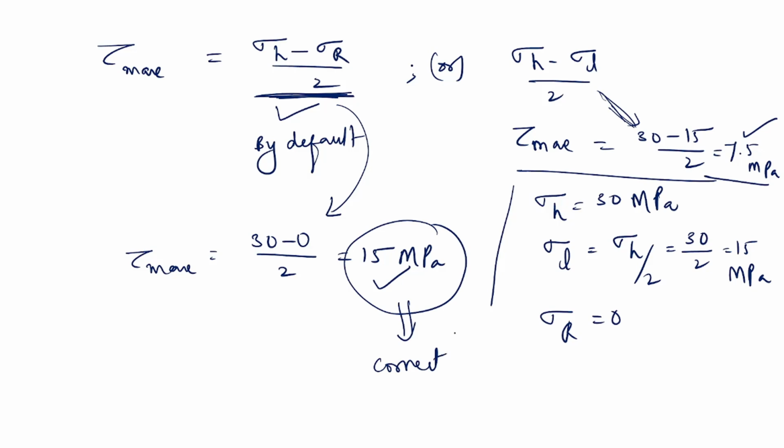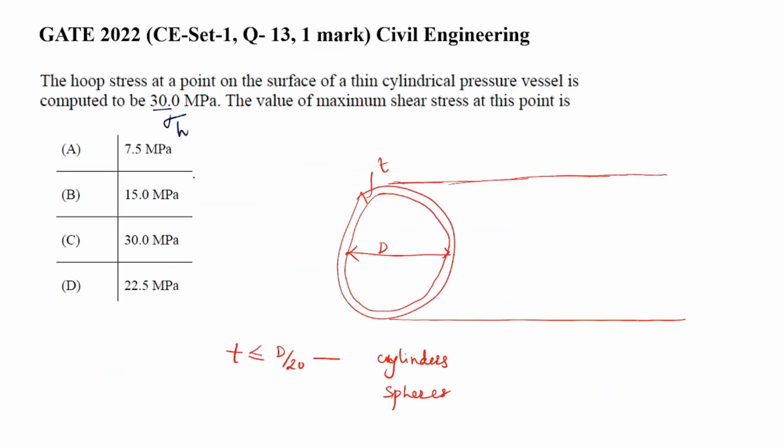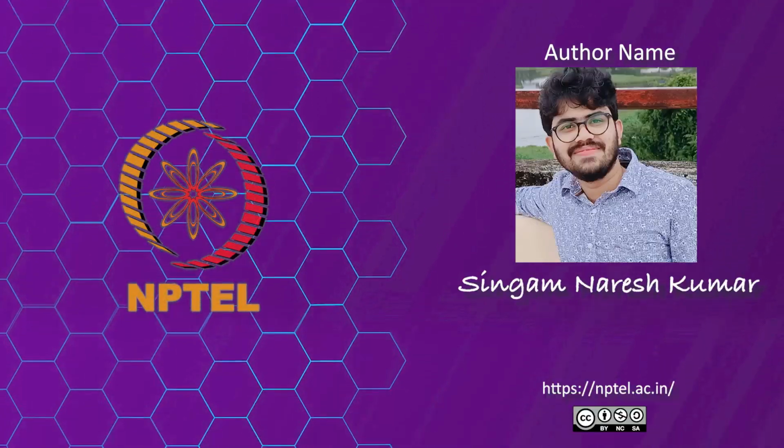So 15 we have got. If you give this, the answer will be perfect. But for the value of maximum shear stress at this point, if you are giving this, marks may be given, that we are not sure about. But for the final answer which I have to tell, if the chance is given, I will go for this. B is the answer. Thank you.